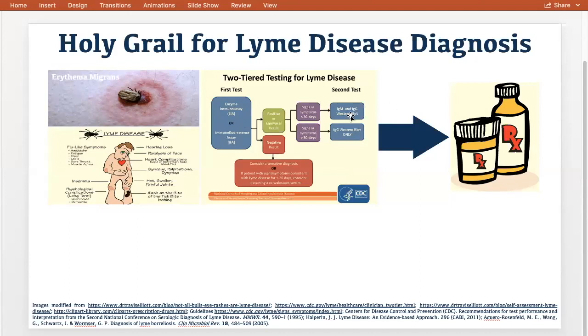the Western blot IgM and IgG, and the first tier for that is the enzyme immunoassay. However, if the symptoms have been for more than 30 days, you only get the IgG Western blot, and if the blots are positive, you get the treatment, and the treatment varies from country to country, really, despite the guidelines.